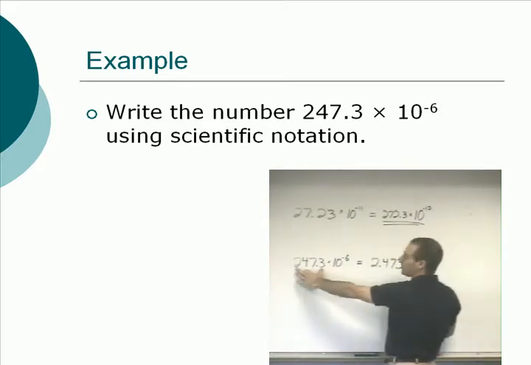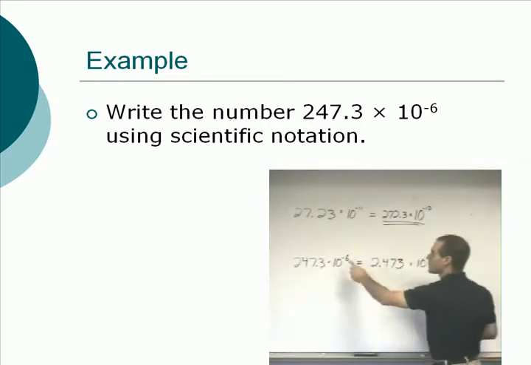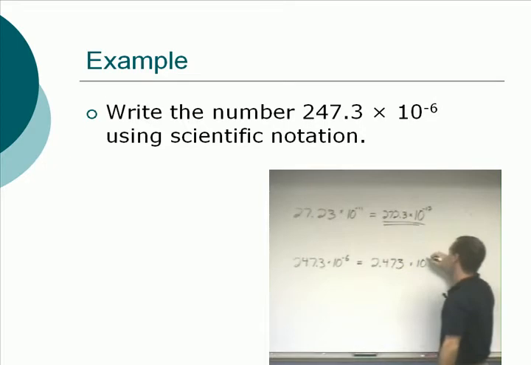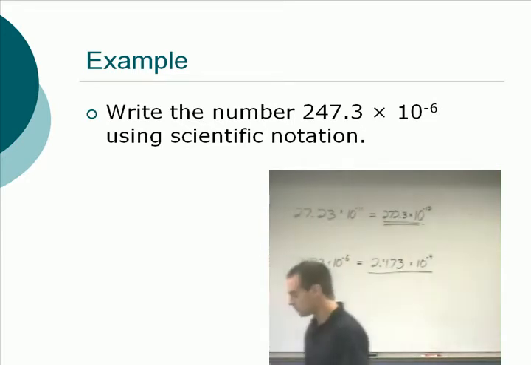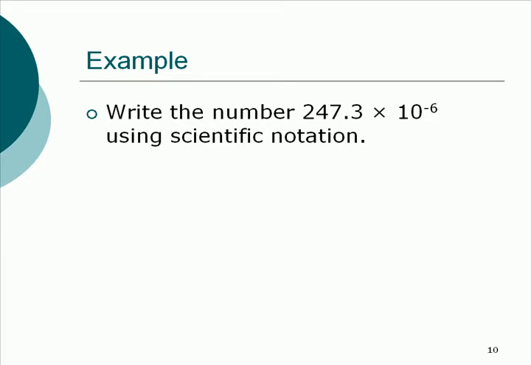Times 10 to the, well, what happened to the left side? Smaller by 2 spots, which means the right side's going to have to get larger by 2 spots. So it's negative 4th power. 2.473 times 10 to the negative 4th. It's in scientific notation. Okay, so we can flip back and forth between the 2 with very little trouble. Questions so far? Does that look okay? All right.